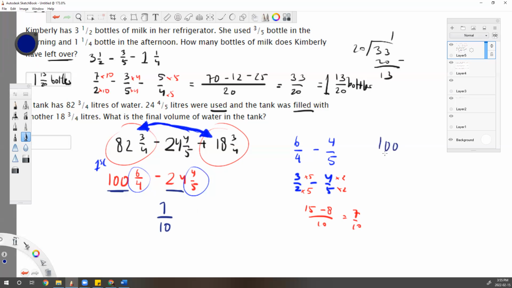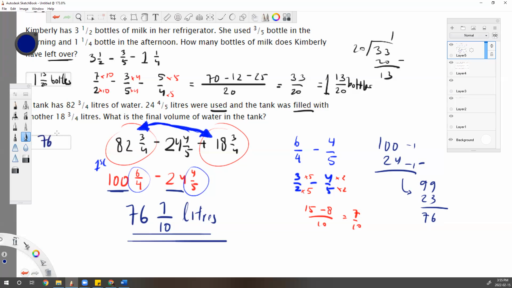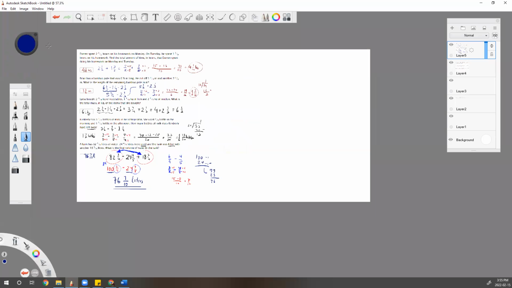Okay, 100 minus 24, just do like this, a simple way. Okay, check 1, this is the way I do. 99 minus 23 is 76. Okay, that's it. Liters. That's the answer. Okay. So next meeting tomorrow, we do the workings on multiplication and division.